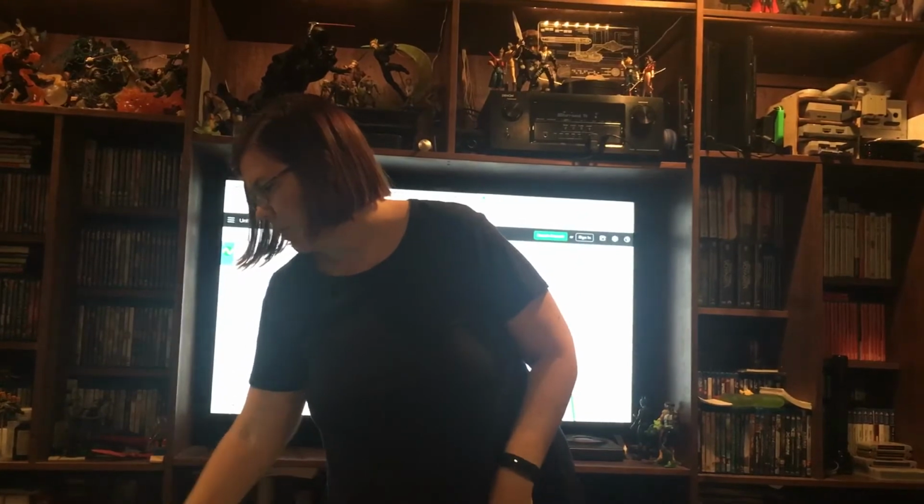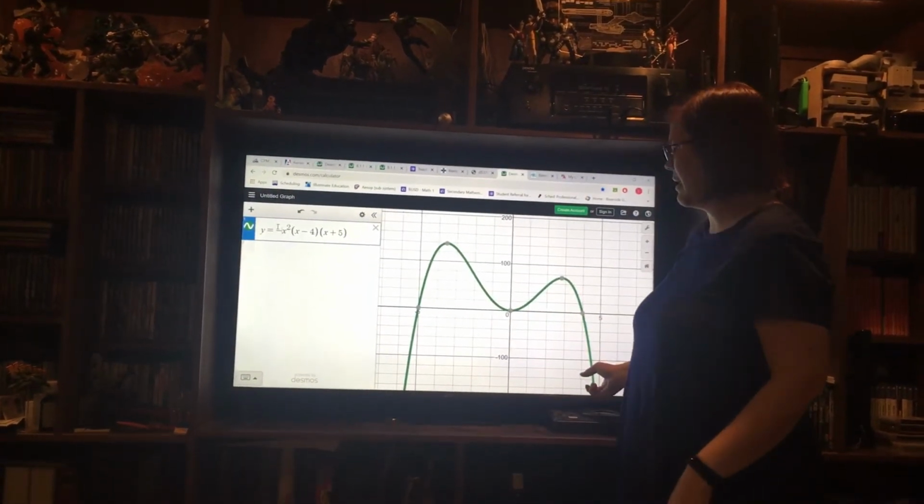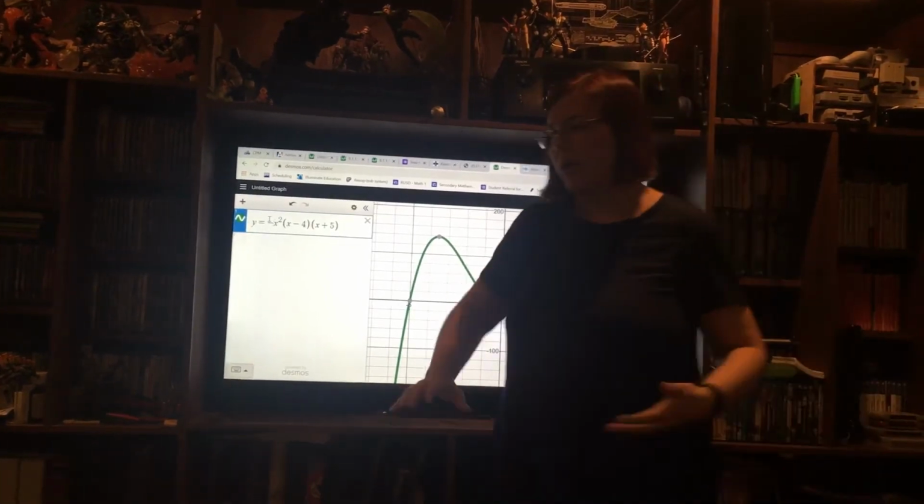For odd, they're not. So if we make it negative, the whole graph flips over. Now both ends are going down. So that's pretty much it.